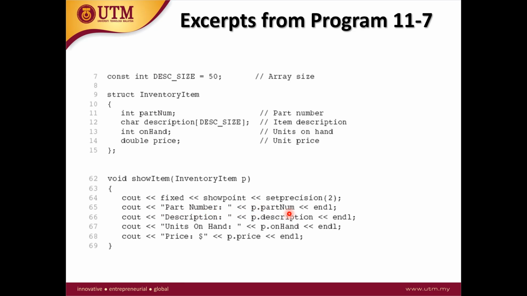dot part name. Okay, so this p is going to belong to that inventory item. So the parameters of that inventory item are part name, description, on hand, and price. So p dot part name, p dot description, p dot on hand, p dot price. Okay, so we can pass any structure to any function.